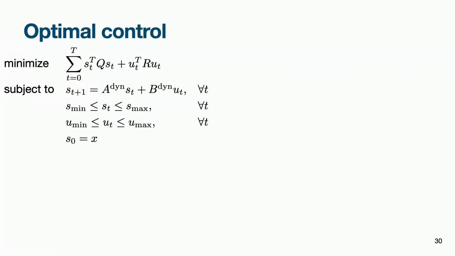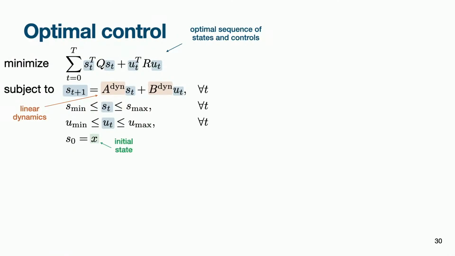This is an optimal control problem, which is a quadratic problem, where I have linear dynamics A, and I want to optimize over the sequence of states and inputs of this problem. The states are constrained to a box, and the initial state is constrained to be equal to a given value.